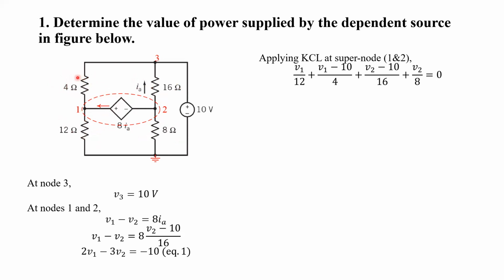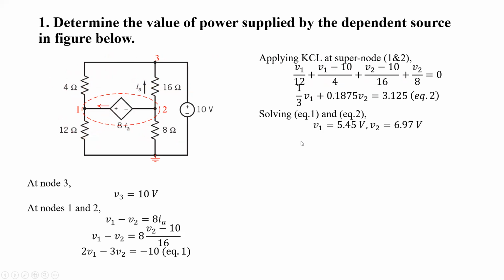For this branch, current will be V1 minus V3 by 4, and V3 equals 10. For this branch, V2 minus V3 divided by 16, where V3 is 10. For this branch, V2 divided by 8. After further simplification, we get equation 2. Now, if we solve equations 1 and 2, we get these values of V1 and V2.